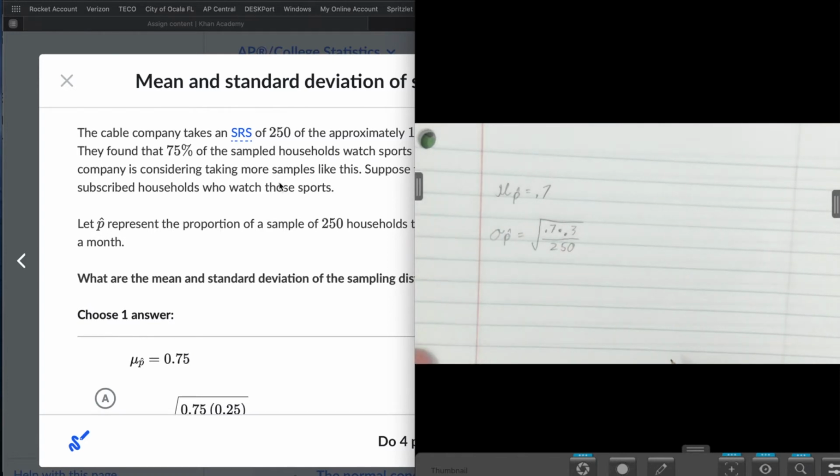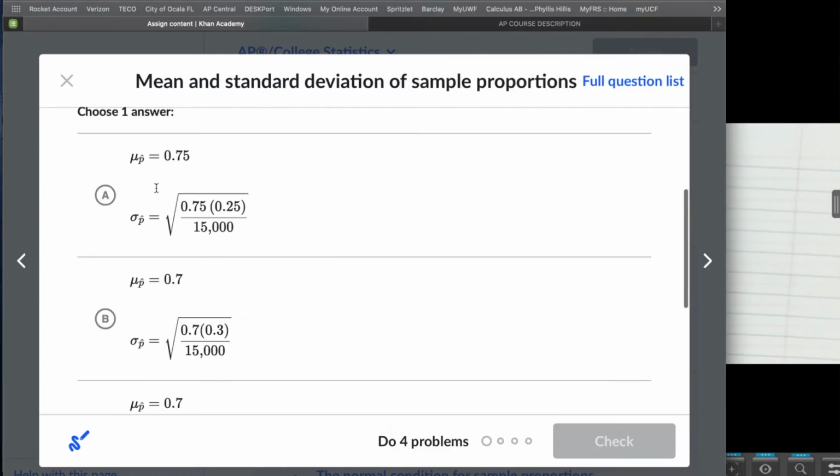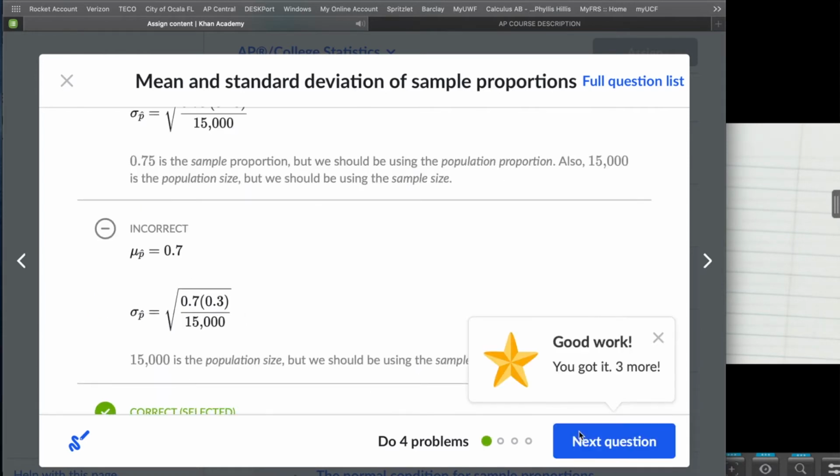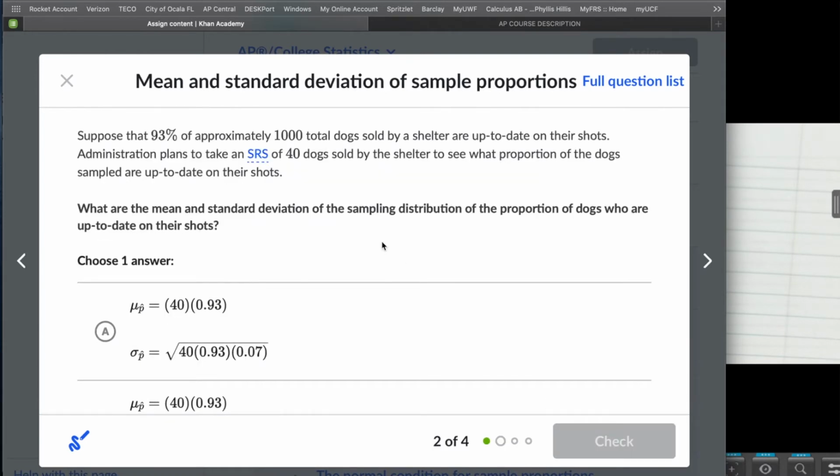So, well, I guess I'll just calculate this for now, or we'll choose it. This was tempting, but notice they used the total size, not the sample size. This would be our correct answer. Maybe let's just go through and look at the rest of these.